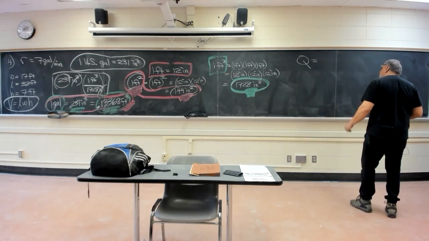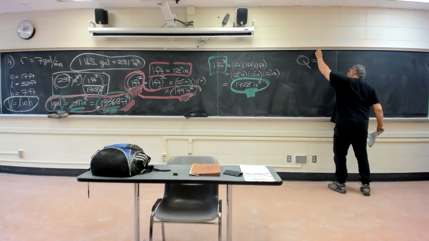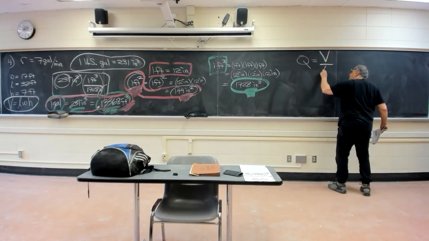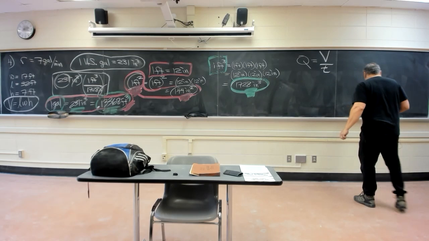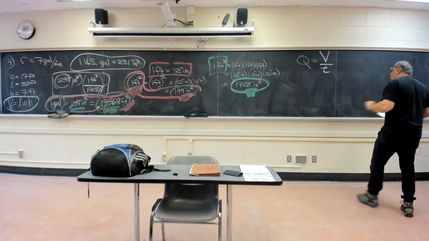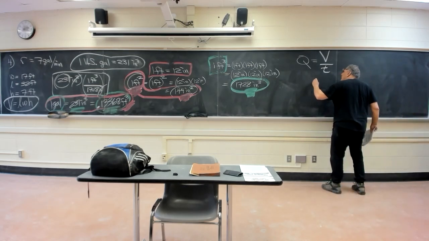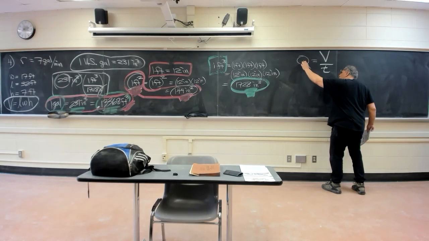If we're going to call Q the rate of flow, then it's the total volume divided by time. And if you want to solve for time, this is the rate of flow, Q. This is the total volume, and this is the time it takes for the total volume to get filled. Total volume divided by total time will give you the rate of flow. If I want to solve for T, I multiply by T on each side and divide by Q.